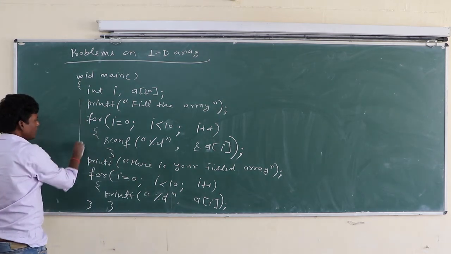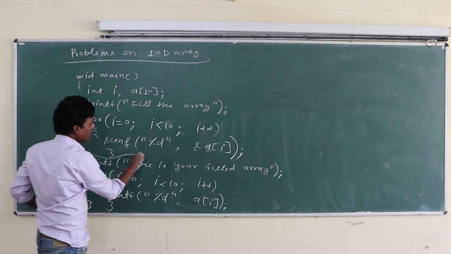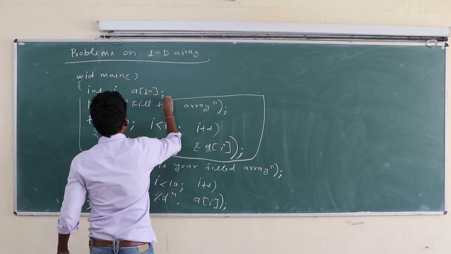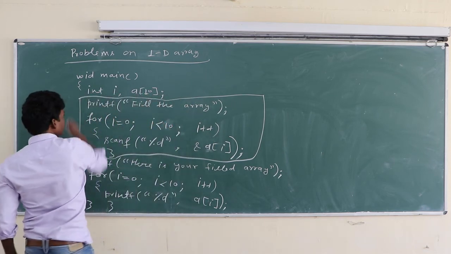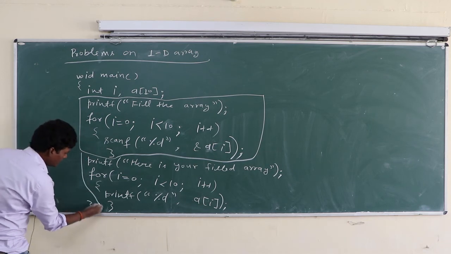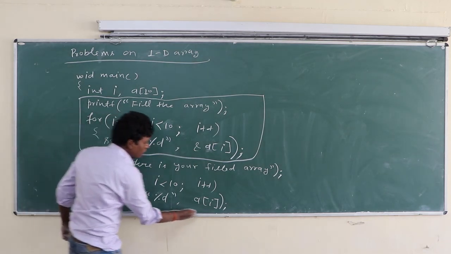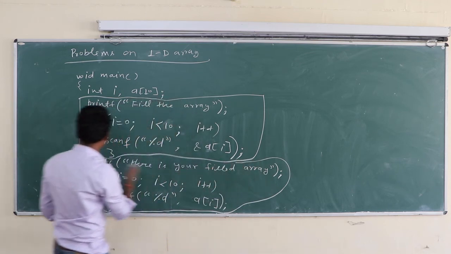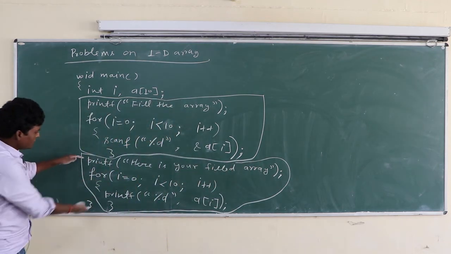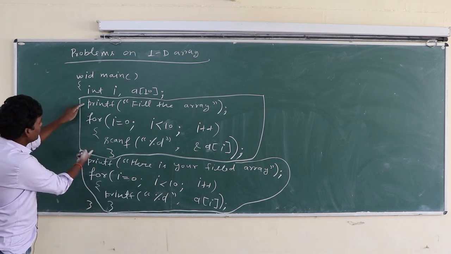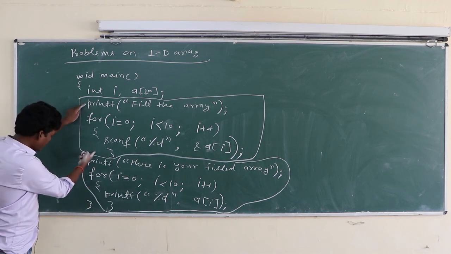Class, this section fills the array. Okay, and in this section we print the array elements. In this section, class, we print the array elements. In this section we take the input in the array.